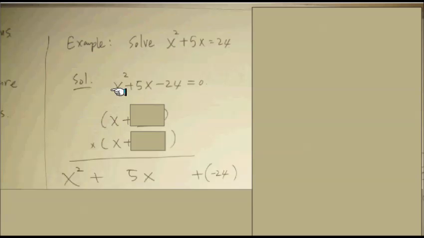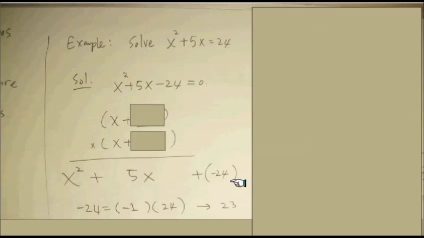Our goal is to write x squared plus 5x minus 24 vertically as a product of two linear factors. When we do all the multiplications, it's supposed to become this polynomial. Our strategy is that these two numbers are supposed to multiply to negative 24, and if you add these two numbers, the sum is supposed to be positive 5.